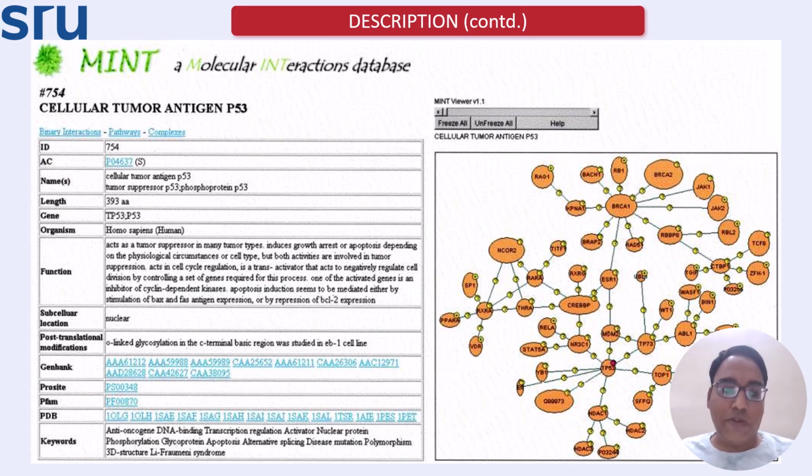GenBank, PROSITE, Pfam, PDB. How and what is connected here? What all sequences have been deposited connected to this information in various datasets. This information was not there in that database. BioGRID did not give us this kind of thing. It only showed us some papers which are published as a resource, but nothing related to various sequences.